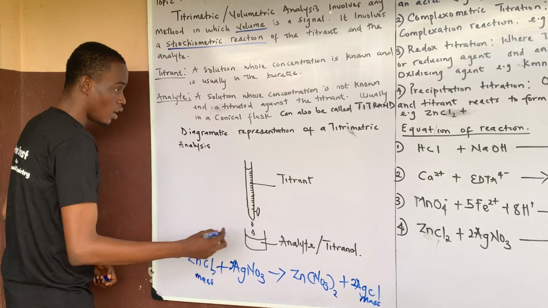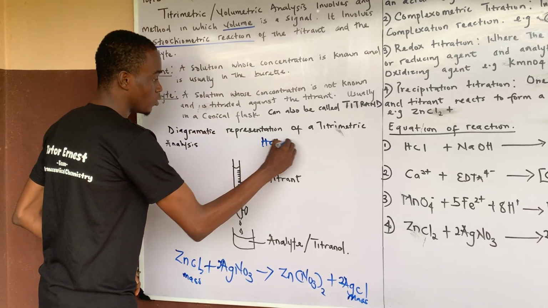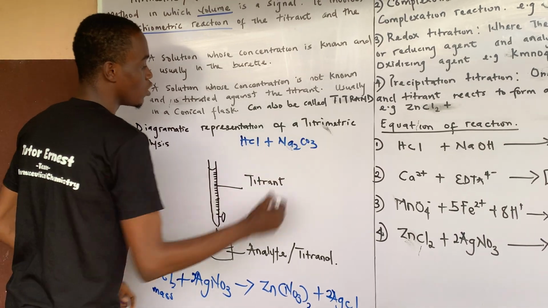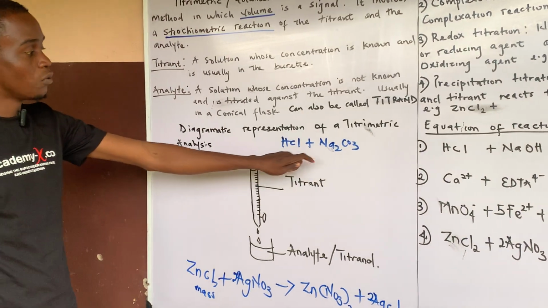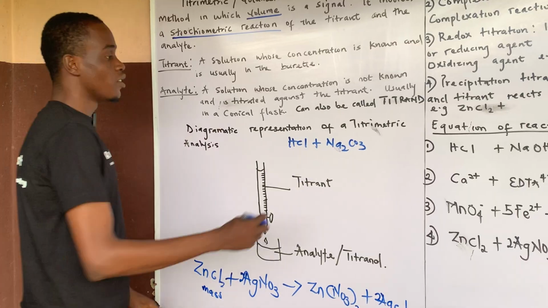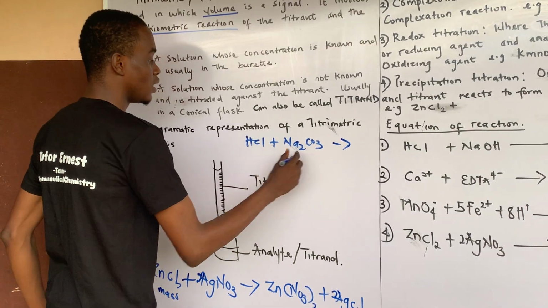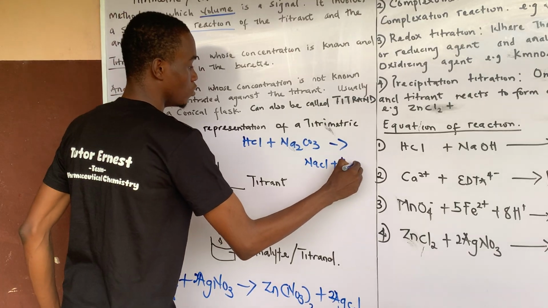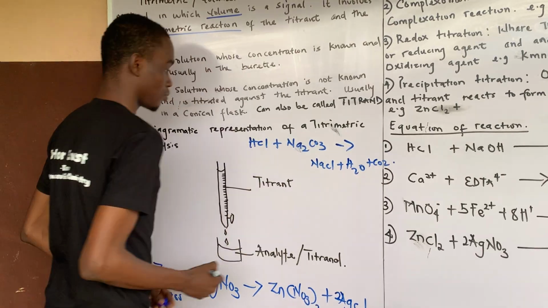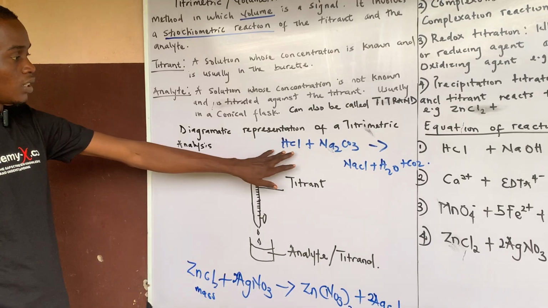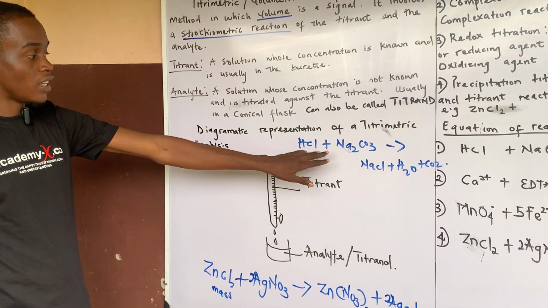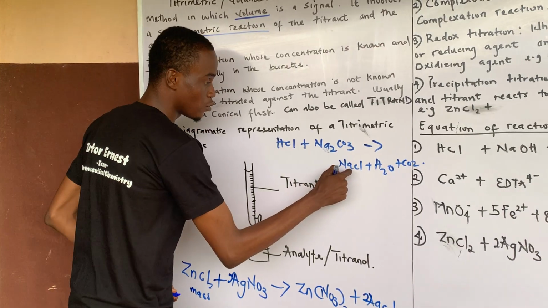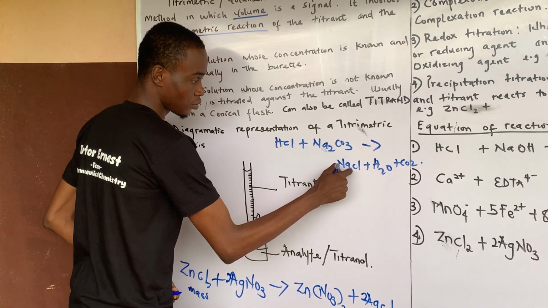For example, say HCl plus Na2CO3. We know HCl is an acid. We know Na2CO3 is a base. Reacting it, someone can say NaCl plus H2O plus CO2. Now, is this perfect stoichiometrically? No, because we have 2 sodium here.